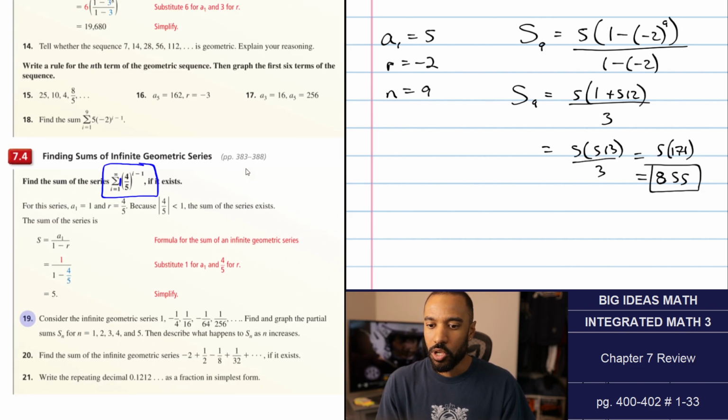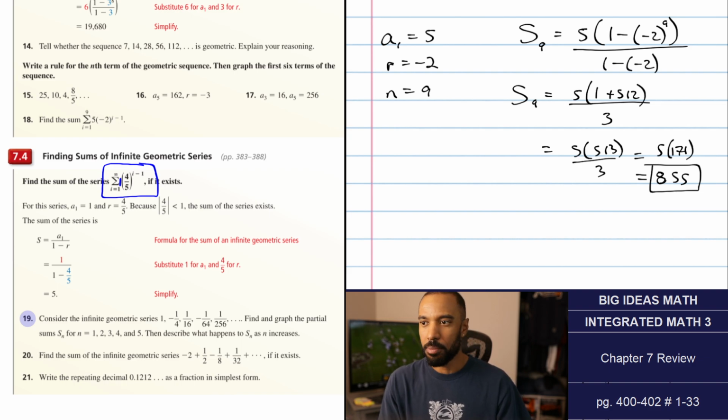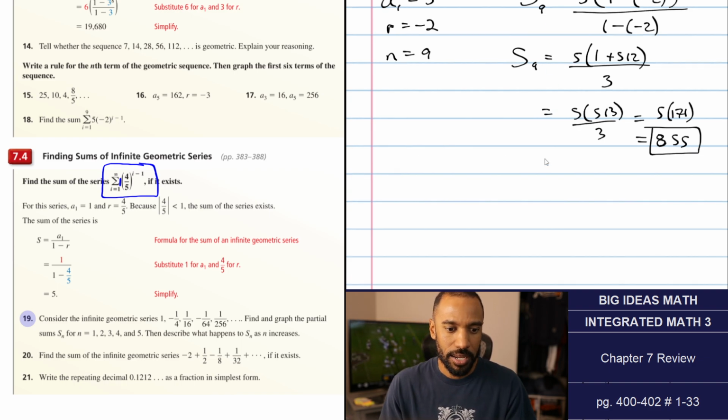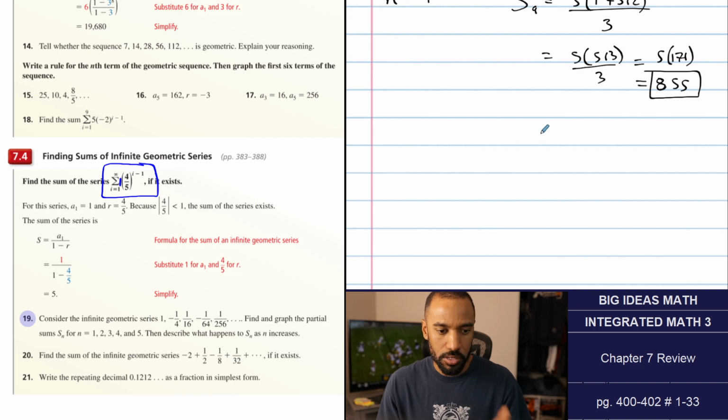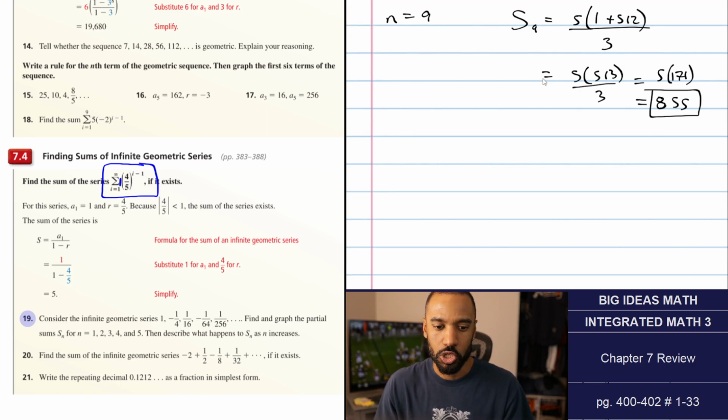Anyway, let's go to number 19. Consider the infinite geometric series here, 1 and then negative 1/4, etc. Find and graph the partial sums for n equals 1, 2, 3, 4, and 5. Then describe what happens to s sub n as n increases. So we do have to do another graph. This problem might take a little while as well.